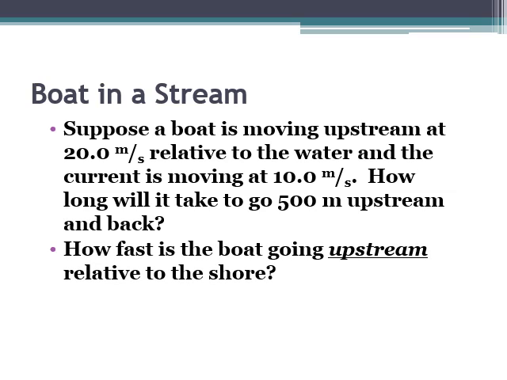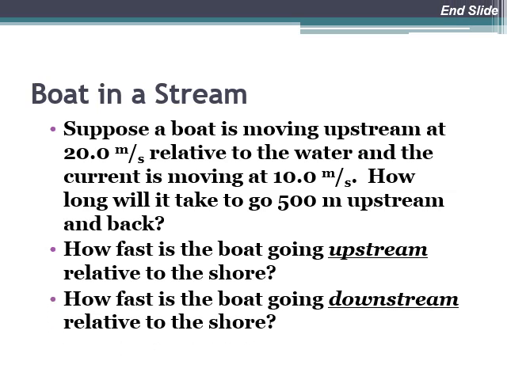Well, we have to ask two questions. While it's going upstream, how fast is it going? Well, if it's going 20 meters per second relative to the water, and the water is moving 10 meters per second relative to the shore, to go against the current, that's 20 meters per second minus 10 meters per second, which gives you a total of 10 meters per second for the boat relative to the shore.